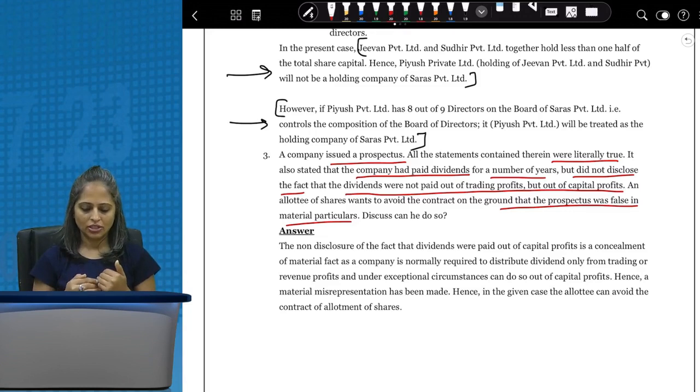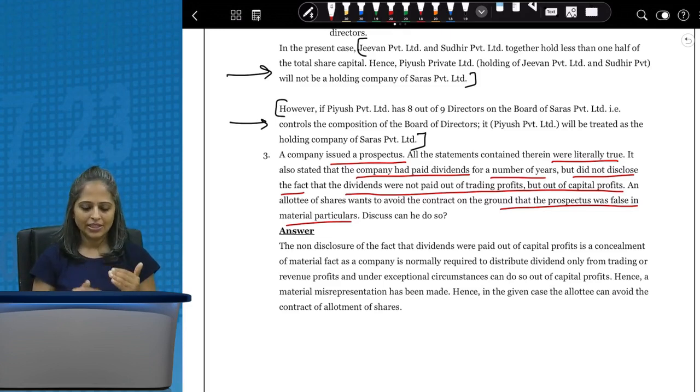Now the second question here is, what is it that is not disclosed? It is saying that the company has paid dividend, but the dividends were not paid out of trading profits but out of capital profits. So going to the dividend chapter, what does it say? That if you have to declare dividend, you have to declare it out of your free reserves or securities premium, but you cannot declare dividend out of your capital profits like revaluation reserve. So you cannot declare dividend out of capital profits, you can declare dividend out of trading profits. In some cases, declaring dividend out of capital profits is permitted, but it is not a normal thing for a company to do. If you do that, then when you are issuing the prospectus, it is a material fact and hence it has to be disclosed in your prospectus. So this is how we explain the act.